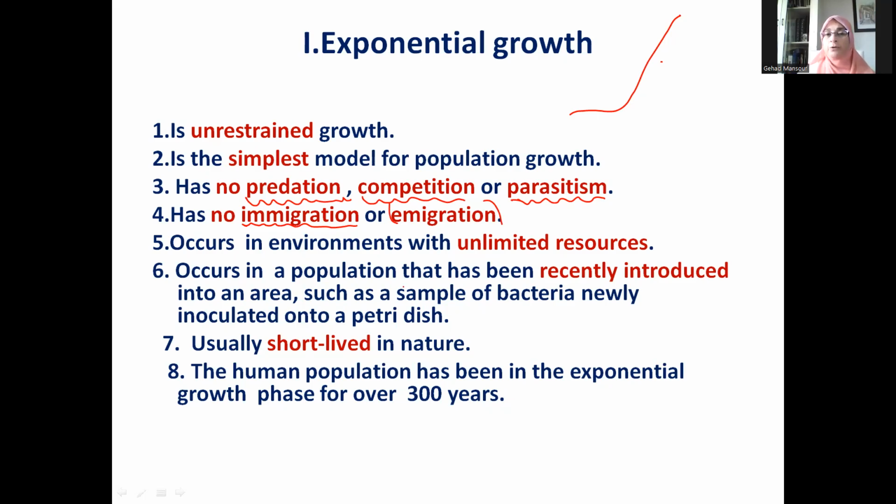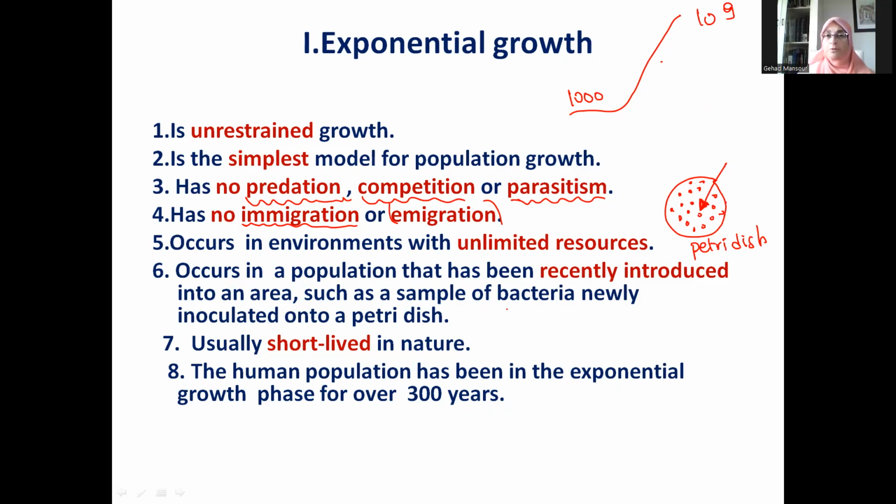And this usually occurs in populations that have been recently introduced in an area. For example, if you introduce a drop of material containing bacteria on a gel or on a Petri dish, then the bacteria here are uncompeted, and since they have a very short mitotic cycle, they will divide very rapidly and produce a huge number of offspring. So this is a very good example. You start, for example, with 1,000 bacteria, and you end up with 10 to the power 9 bacteria in a very short period of time.